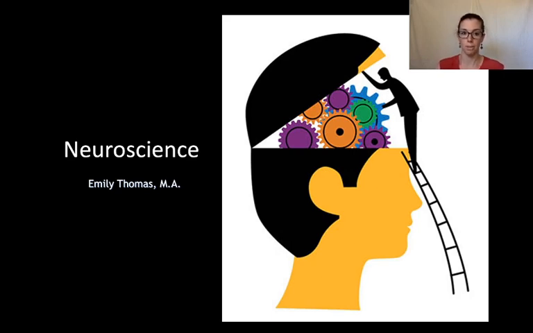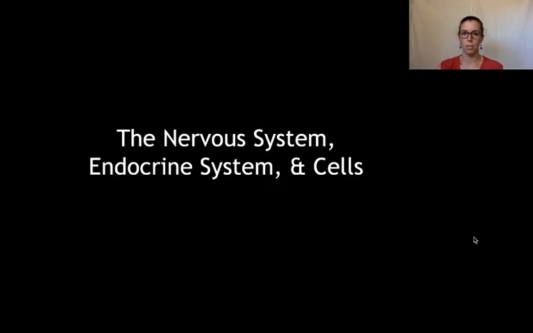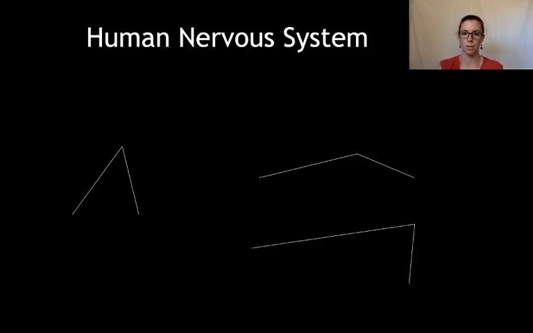Okay, so we're going to talk about neuroscience, or biopsychology as your book calls it, the biologic basis of behavior. There are lots of different terms, but basically we'll learn some basic things about the brain today. We're going to start with the nervous system, the endocrine system, and the cells that make up our nervous system. The human nervous system is divided into several different categories.